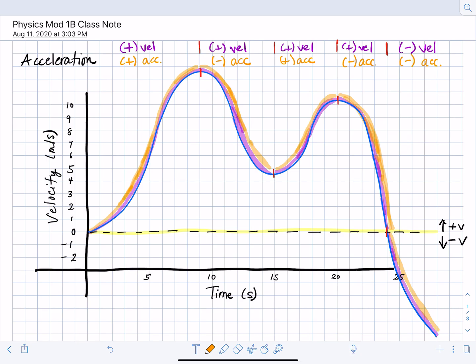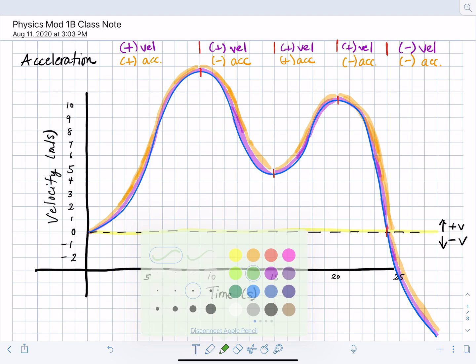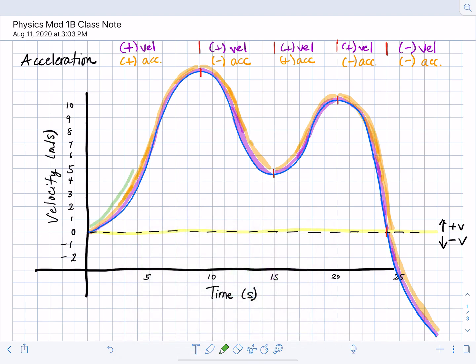Now, the next thing I'm going to say is, what does that mean? How do we tell what's happening in a position or velocity versus time graph? Well, we know that if velocity and acceleration have the same signs, then that means that something is speeding up. Okay, so from here to here, the object is speeding up.